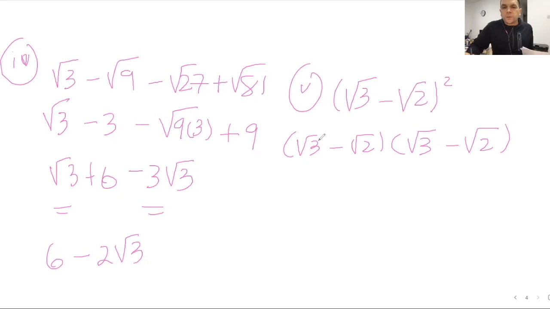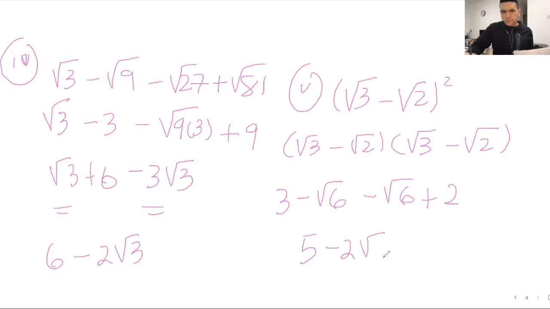All right, so this times this will be 3. This times this would be minus the square root of 6. This will be minus the square root of 6. And then this is negative the square root of 6, and then plus 2. So we have 5, 3 and 2 is 5, and then negative 2 square root of 6. And that's it.